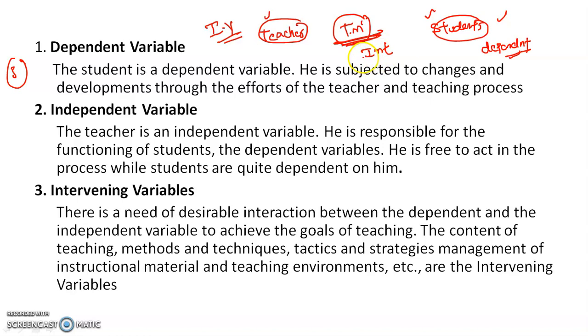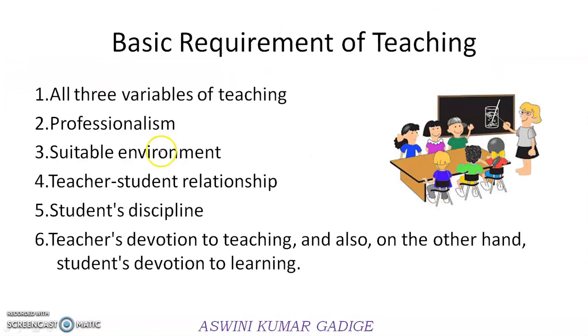That means whatever textbooks we are providing to the students, whatever the environment is, whatever teaching methodologies we are using, all these things come under the intervening variables. Got it? So that is the definition of this one. Next, coming to the second one, that is professionalism. Professionalism means the teacher's body language and the way of delivering the lecture. All these things come under professionalism.